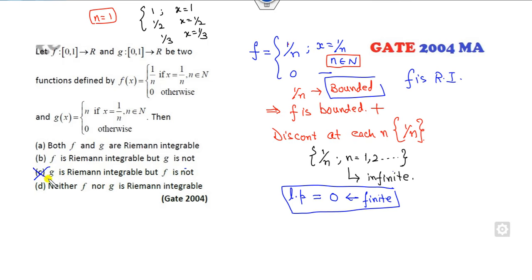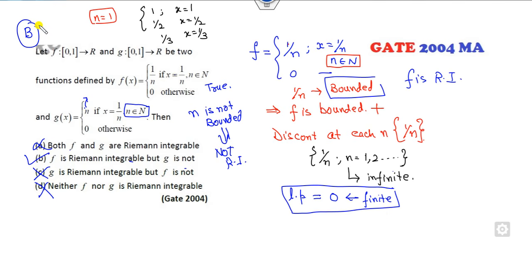F is Riemann integrable. This is a correct statement. Now G, the set of natural numbers, is clearly not bounded. Once it is not bounded, it means it is not Riemann integrable. So only F is Riemann integrable, not G. So B is the correct option. There is no need to solve it with partitions or anything else.